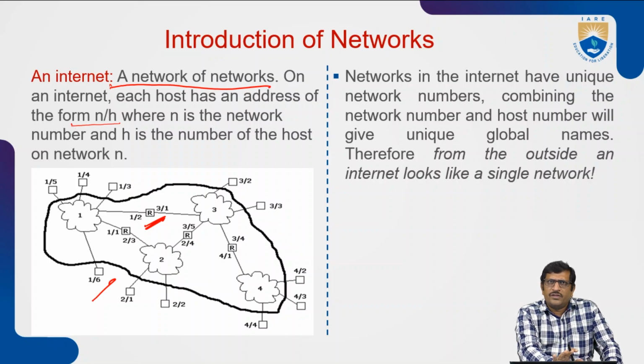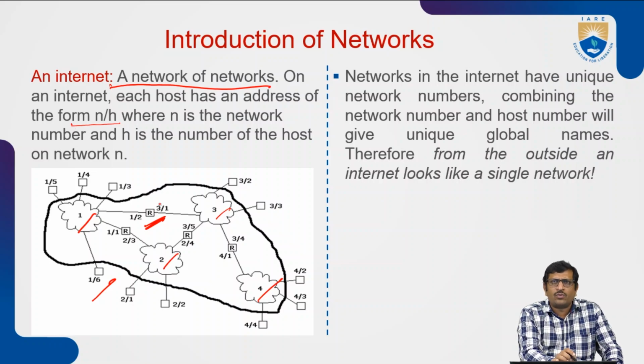So all these are network 1, network 2, network 3, network 4. All the networks can be connected with the help of these links. That's why we call it an interconnection of networks. We are calling it the internet, a network of networks.